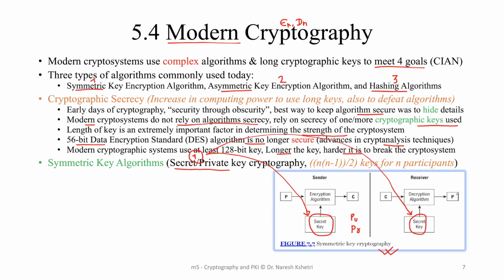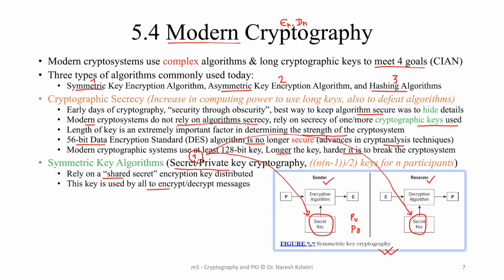So that's why secret key cryptography relies on a shared secret encryption key that is distributed to all members who participate in the communication. All members who participate in the communication, more than two members, have the secret key. This key is used by all parties, the sender and receiver, to encrypt and to decrypt the message, so we use it for a dual purpose. The sender and receiver both possess a copy of the shared key.